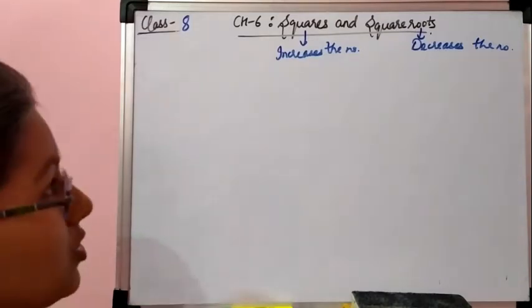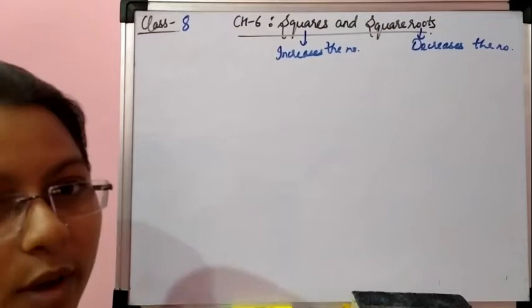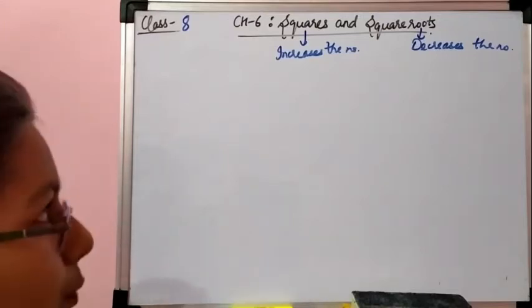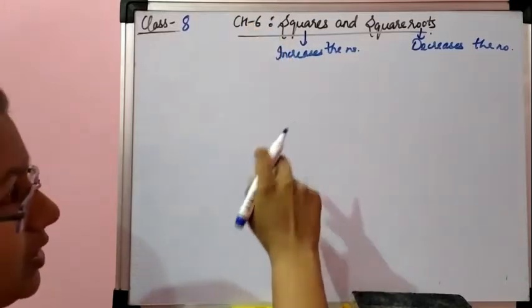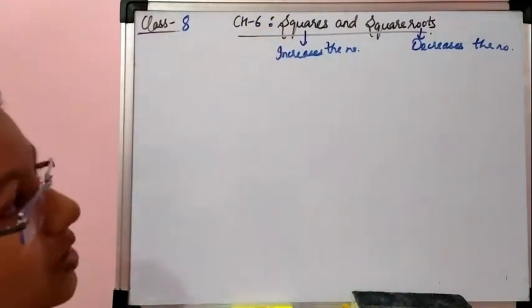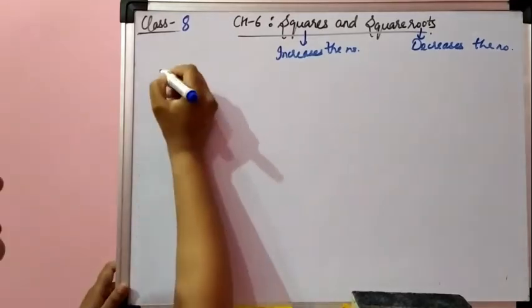Many students are confused that if the question is to find the square root, they will find out the square. So you have to keep in mind this trick: squares increase the number and square roots decrease the number. Now for example, let's discuss the square.